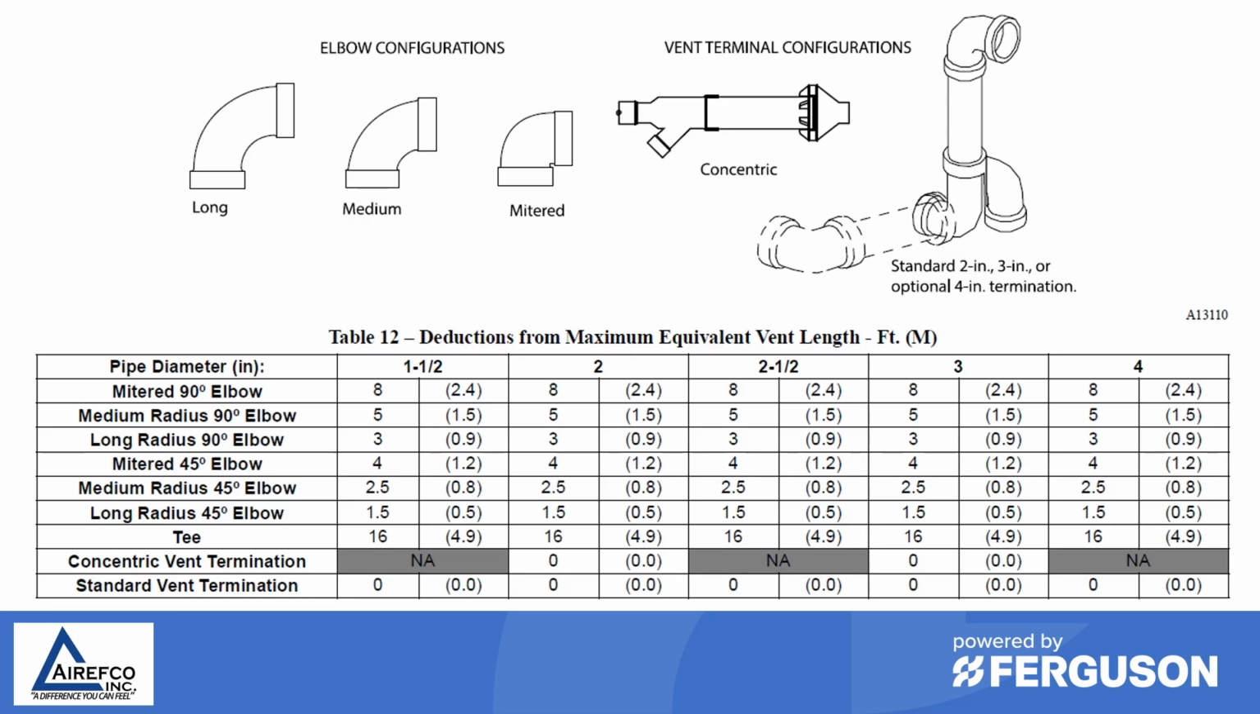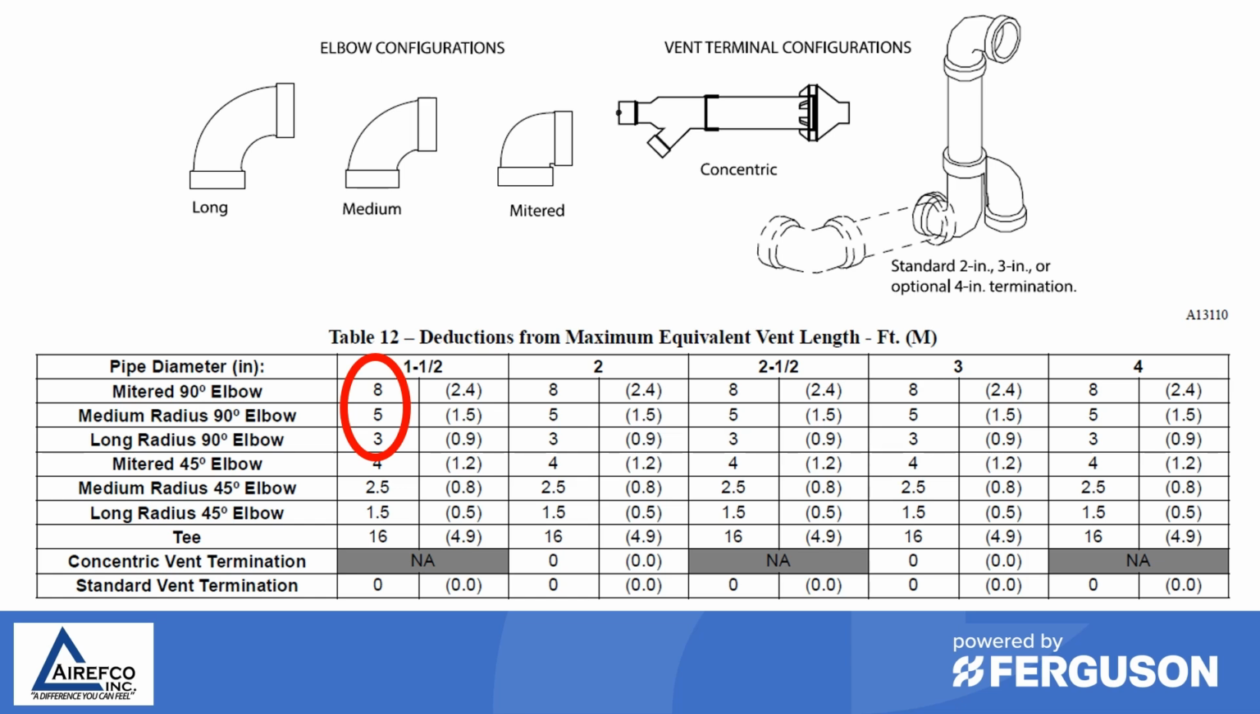There's also a table in all of your 90% furnaces for deductions from the maximum equivalent vent length, and you should be familiar with this one, like when running refrigerant pipe, as you have to subtract for all your fittings that you put into your refrigerant lines. The same thing is true for the vent. You'll notice that a mitered 90-degree elbow, you deduct 8 feet. A medium radius 90-degree elbow is 5 feet, and a long radius is 3 feet. So long radius elbows are preferred as they have the least deduction on the vent.